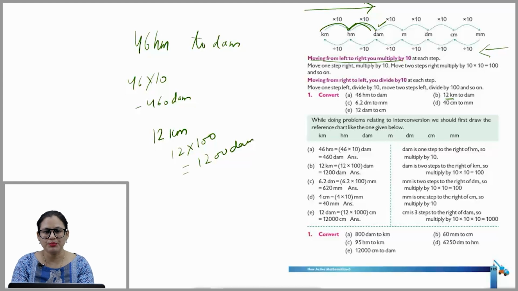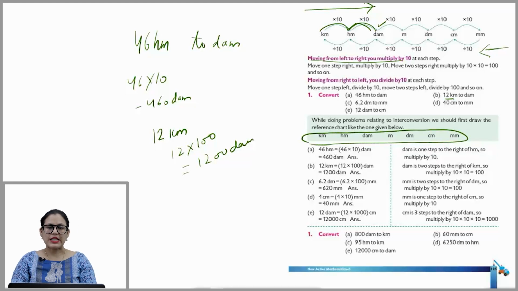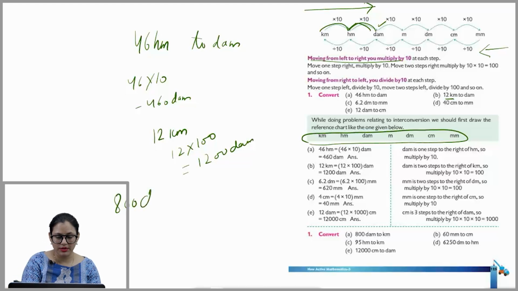While doing problems relating to interconversion, we should first draw the reference chart like the one given below. So whenever you change the quantities, you should draw this chart. It will be really helpful for you. Now, next, convert 800 dam, that is decameter, to kilometer. You have 800 decameter. You have to convert it into kilometer.